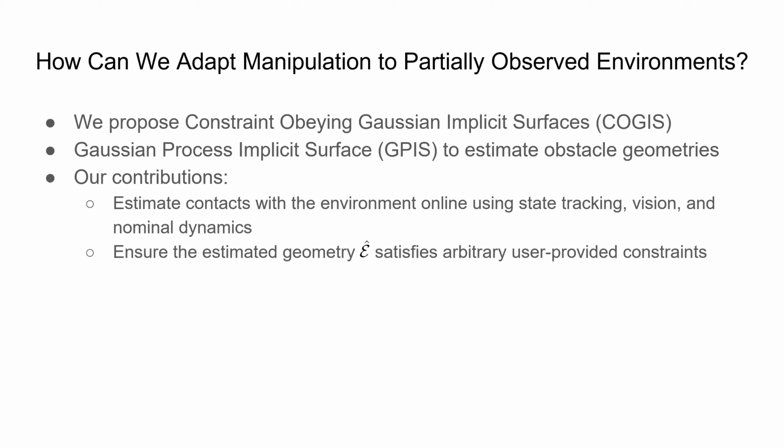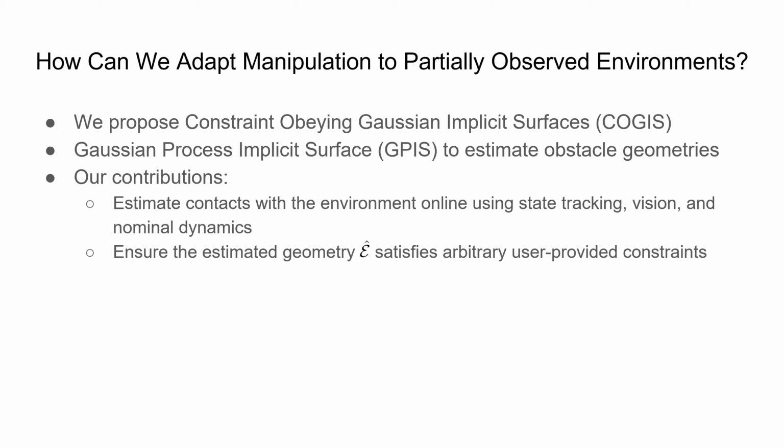We consider the problem of adapting robot manipulation to partially observable environments. Unobserved obstacles can cause task execution to fail if planning methods are missing crucial information such as obstacle geometries. To address this, we introduce constraint-obeying Gaussian implicit surfaces, or COGIS.